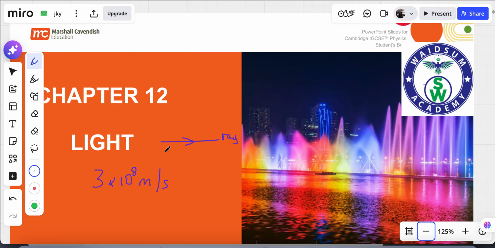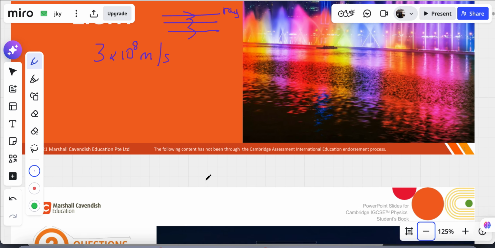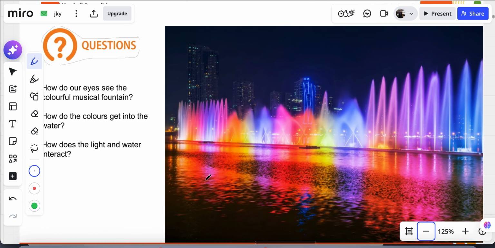Multiple ones are called a beam. If you have many rays together like this, they are called a beam of light. So one single one is called a ray of light. So light travels in a straight line. We have to keep that in mind. Light travels in what? A straight line.